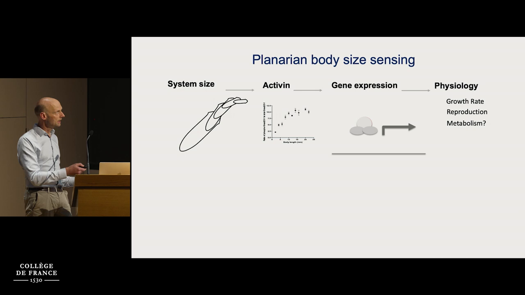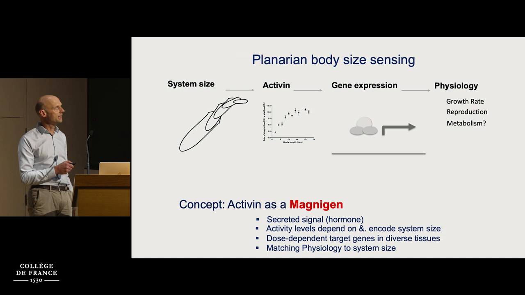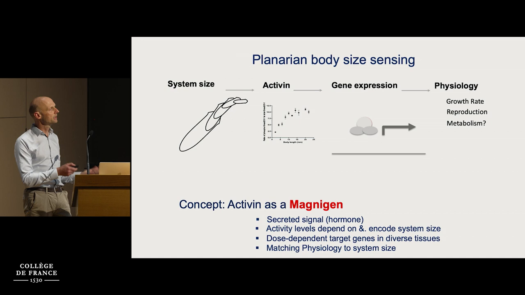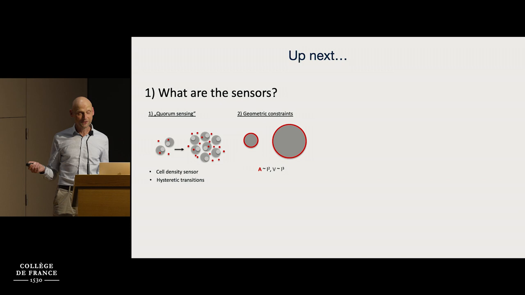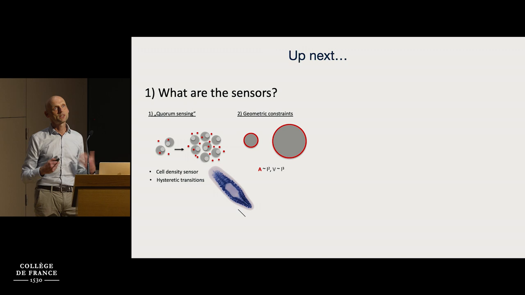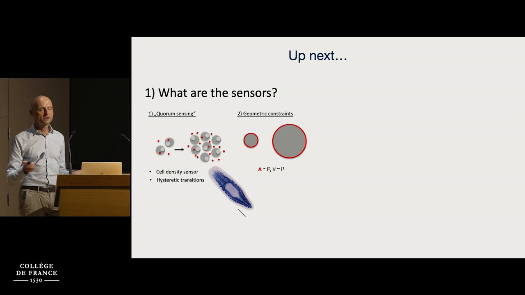Now, we conceptualize this by borrowing a concept from developmental biology, namely the morphogen concept, by thinking of activin as a magnetogen, essentially that encodes system size on the basis of its activity levels, just like a morphogen encodes space, then encodes size information via dose-dependent target gene expression in diverse tissues. Interesting questions up next, of course, are, on the one hand, what are the sensors? What are the mechanisms ultimately that make activin signaling itself size dependent? Here again, we are very excited about the fact that activin is expressed from the gut. And so you could imagine that maybe size allometries in the surface of the gut could then be read out via changes in activin secretion as size information for the entire system.